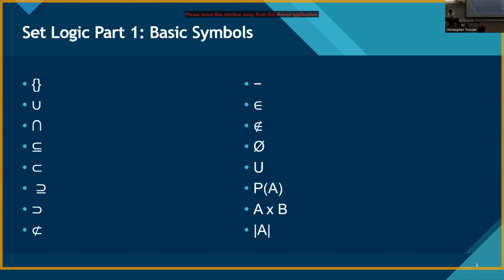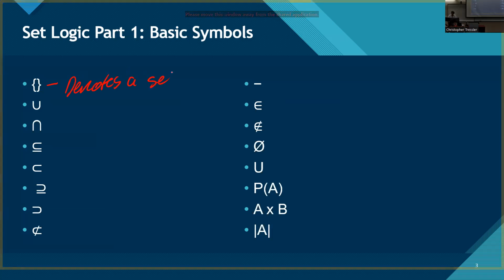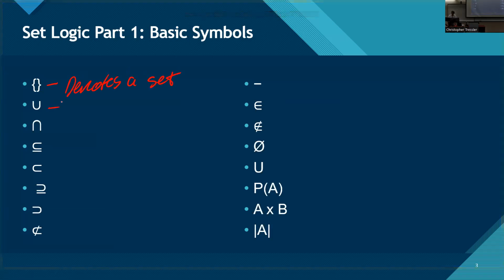So we have set logic part 1, basic symbols. We do need to know basic vocabulary for this exam. It's going to be important. So let's go over what all these symbols mean. So here you go, red. What's this, guys? Denoting a set, okay, that sounds good to me. It denotes a set. And what's this one right here?